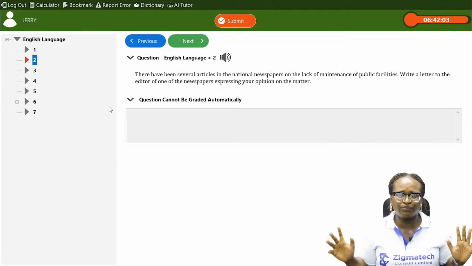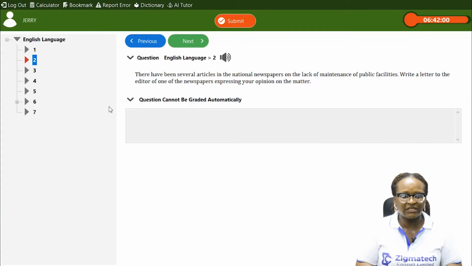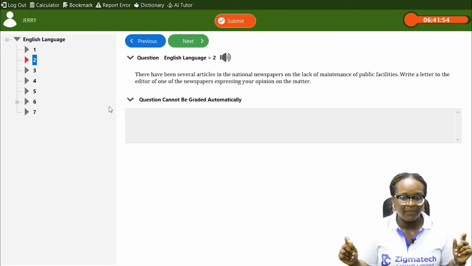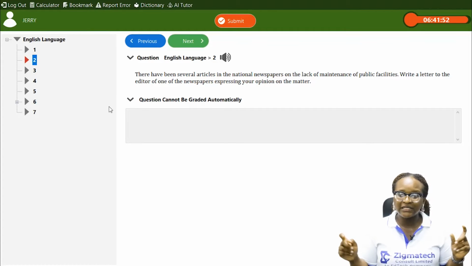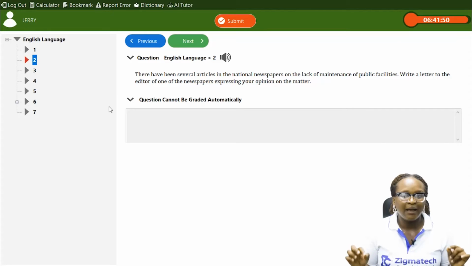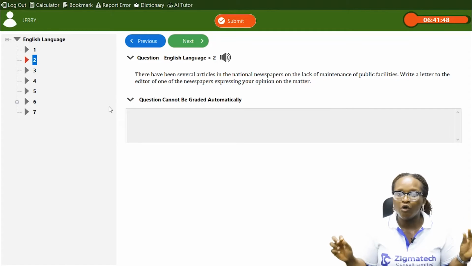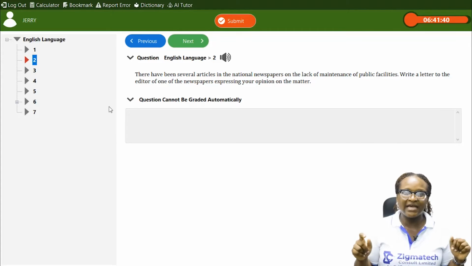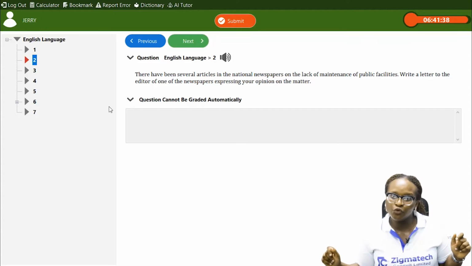Even if you know the person, assume you don't know the person. Go on with your dear sir if you're sure it's a man. If you're sure it's a woman, dear madam. Please, ma, like I said, means mother. Ma is not a short form of madam. M-A means mother. You could check it up. So don't write dear ma, write dear madam in full.